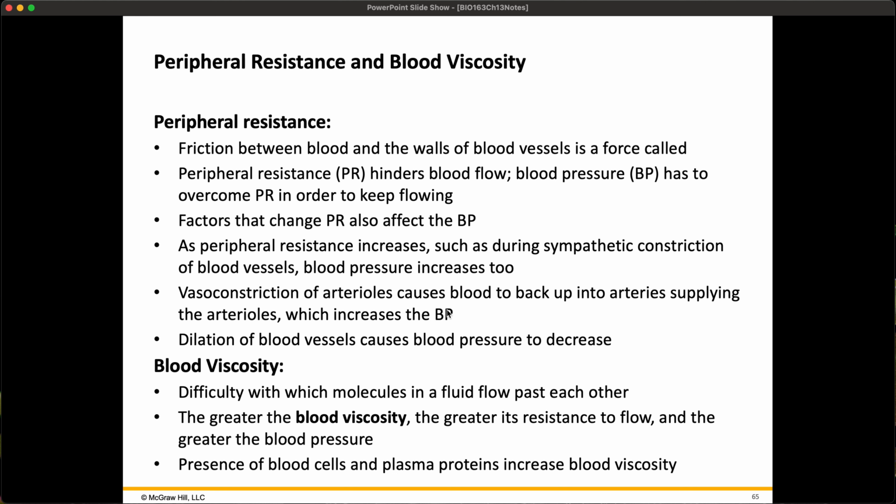Plaque deposits on blood vessels that narrow the lumen can increase peripheral resistance, and that can cause an increase in blood pressure. Having excess blood vessels, so if you have a tumor or something, that's causing more blood to be lost in certain areas, more peripheral resistance, and so increase in blood pressure. And then blood viscosity. Viscosity refers to how thick blood is, or how thick a fluid is. So the greater the blood viscosity, the greater resistance to its flow, the greater the blood pressure. So blood cells, plasma proteins, those can all increase blood viscosity.